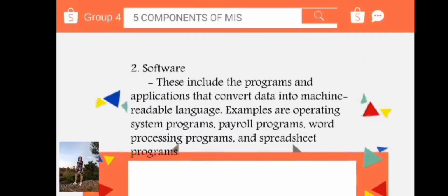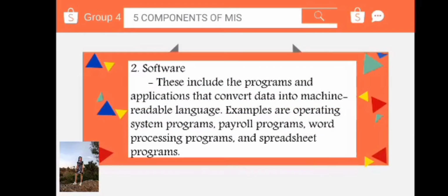Next component is software. These include the programs and applications that convert into machine-readable language. Examples are operating system programs, payroll programs, word processing programs, and spreadsheet programs.